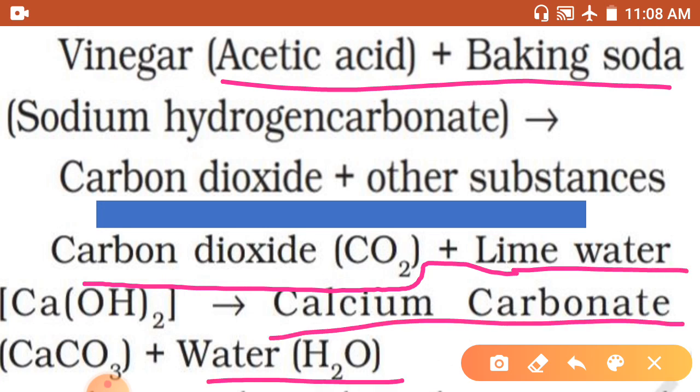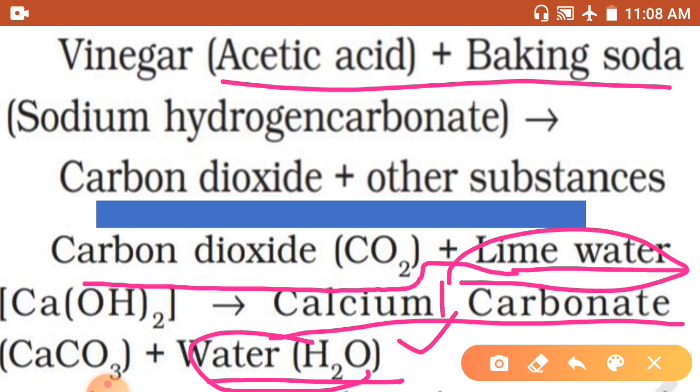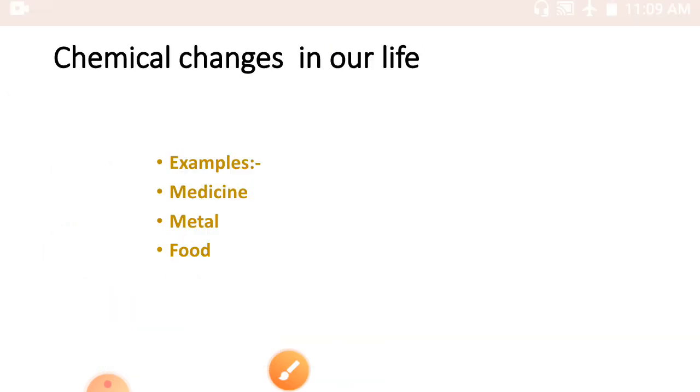and H2O, which means water. You can see here, students, before the reaction the lime water is normal lime water, but after the reaction it changes into calcium carbonate and water. So it is a chemical change. A chemical change is when a substance is changed and makes a new form, and it may be one change or two changes.